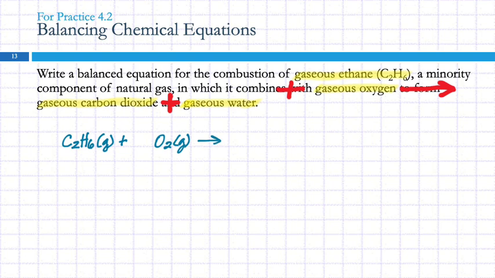To form, we have carbon dioxide. So that's like carbon monoxide, but there's 2 oxygens. And we're told that that's a gas. And gaseous water. What's the formula for water? H2O. Okay?